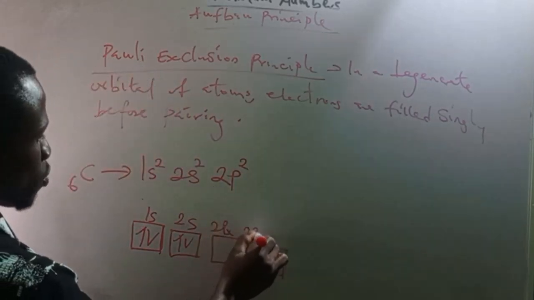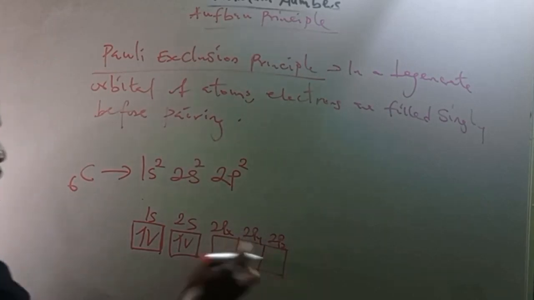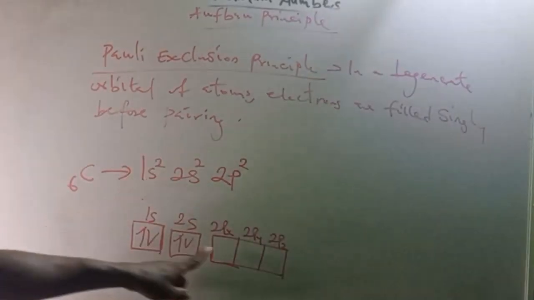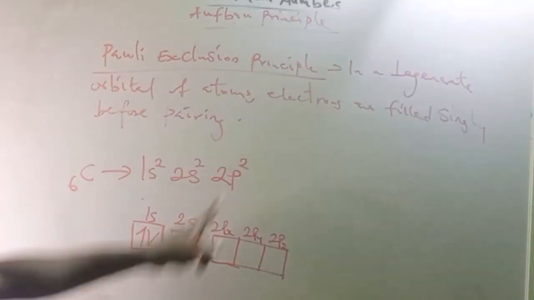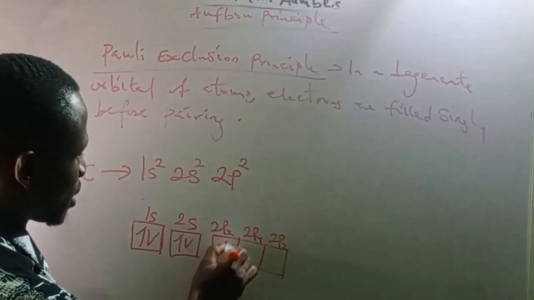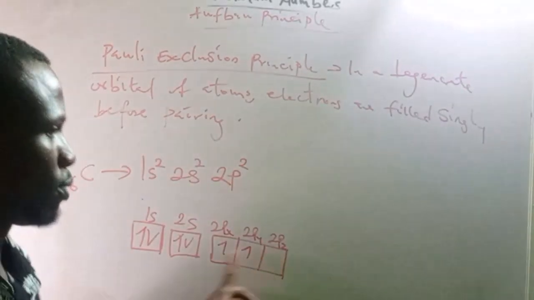2px, 2py, 2pz. This is where the law holds that in filling of this place, the electrons have to fill singly before pairing. These 2 electrons here are not in the x orbital. They fill singly. If it is filled up before, it will pair. After carbon, what's the next one?